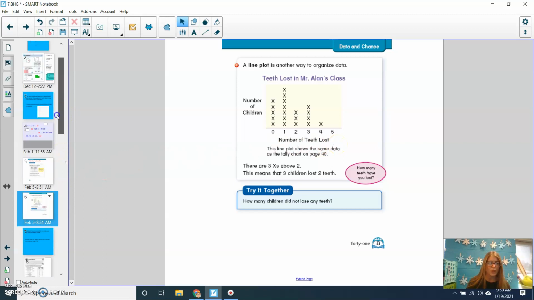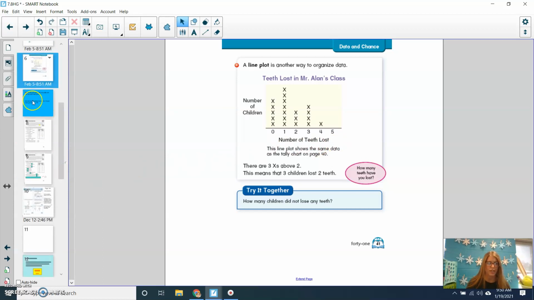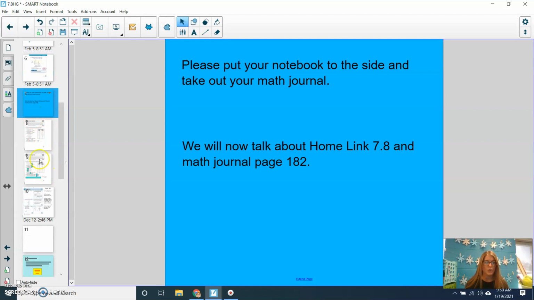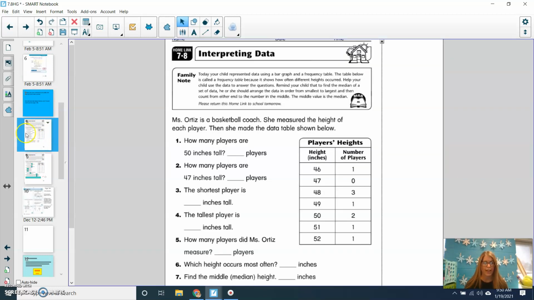So today we're going to take a look at another chart in our HomeLink. So if you can pull out HomeLink 7.8, we'll talk about that first. So we have Ms. Ortiz is a basketball coach, and she measured the height of each player. Then she made the data table shown below.